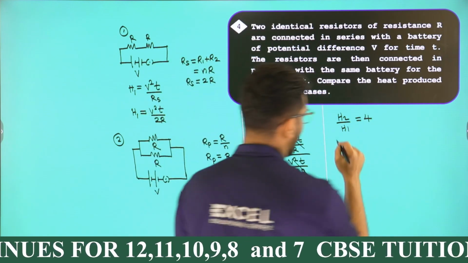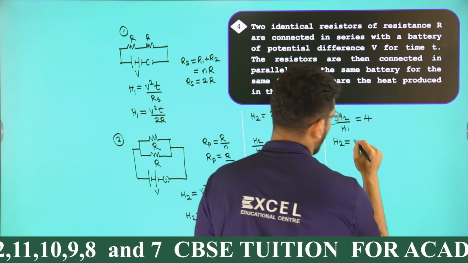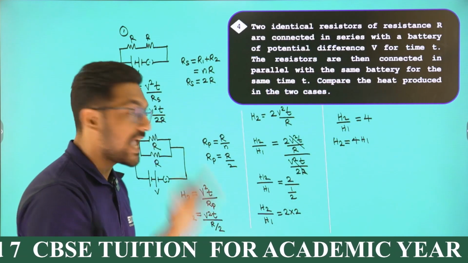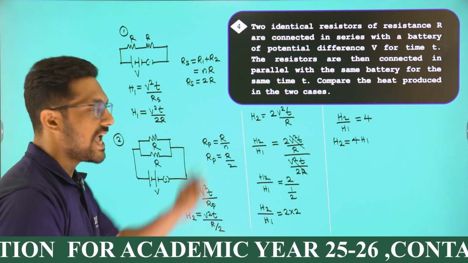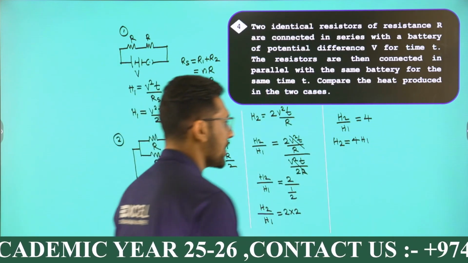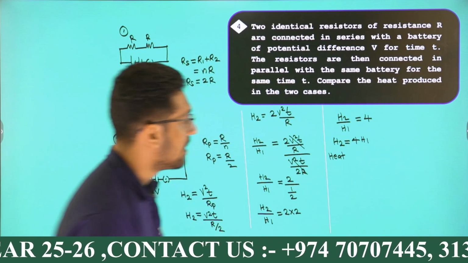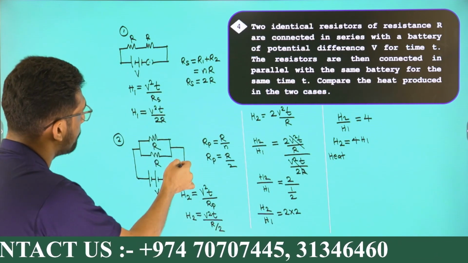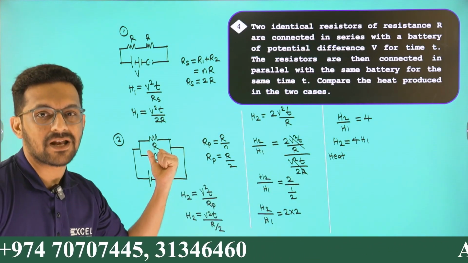What is H2? Bring this H1 to the other side. It will be 4H1. H2 is the heat produced in the second case, that is in the parallel case. H1 is the heat produced in series. So heat produced in parallel is 4 times. Heat produced in series will be 4 times less than the heat produced in parallel.